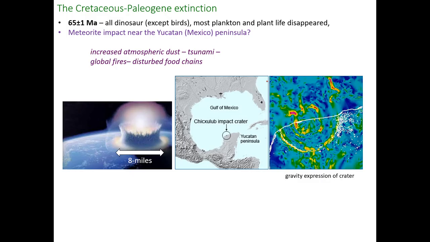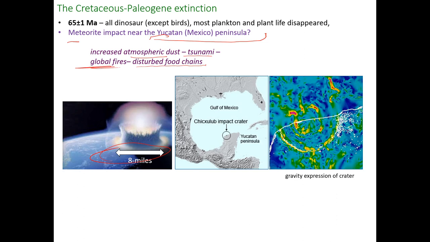Of course, that was the famous asteroid that wiped out the non-avian dinosaurs. A meteor impact near the Yucatan Peninsula is probably where it landed. It was probably about 8 miles across, this impactor, and it threw up a lot of dust into the atmosphere. It created tsunamis, global fires, and it also just dramatically disturbed the climate and disturbed food chains, which ultimately brought about the demise of the dinosaurs.